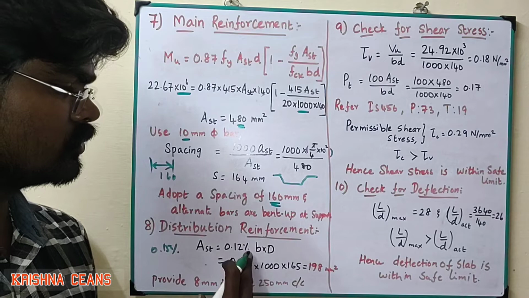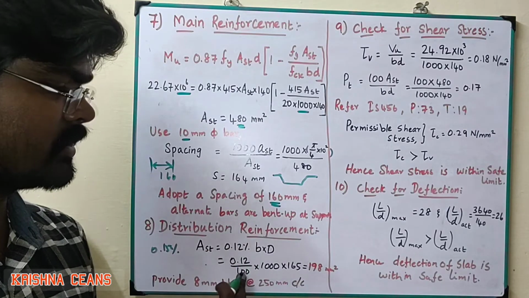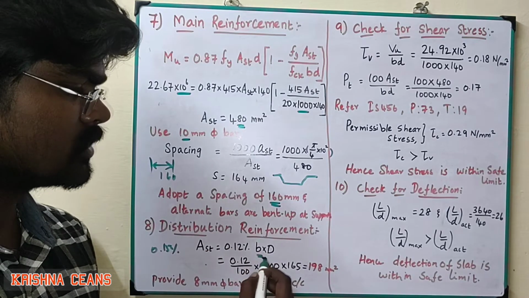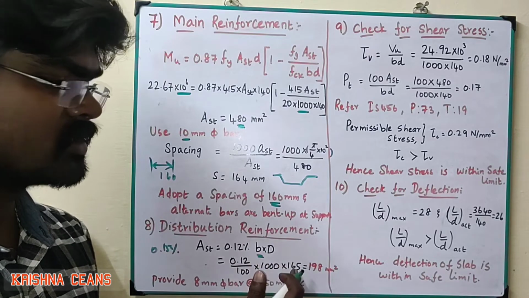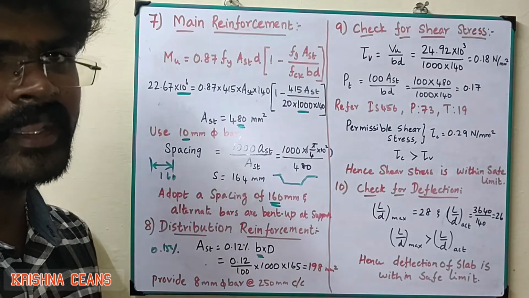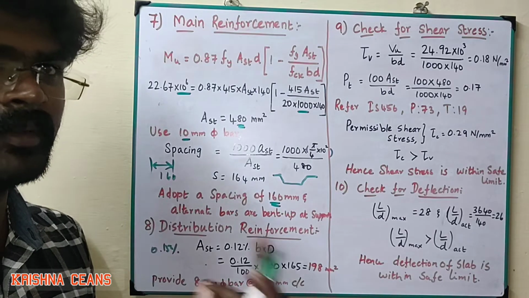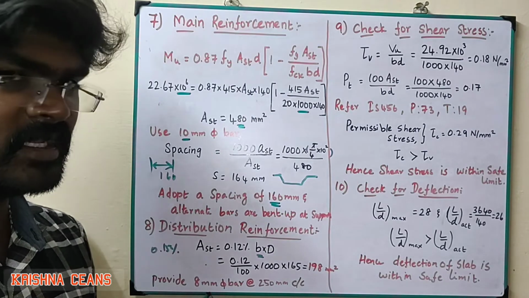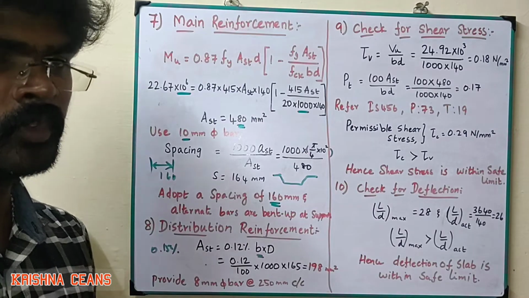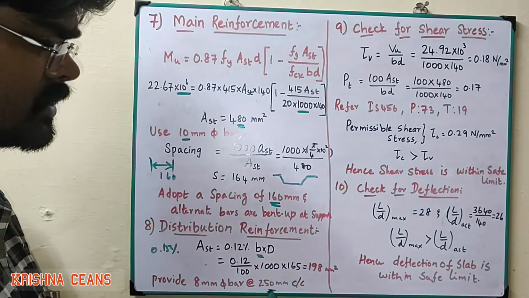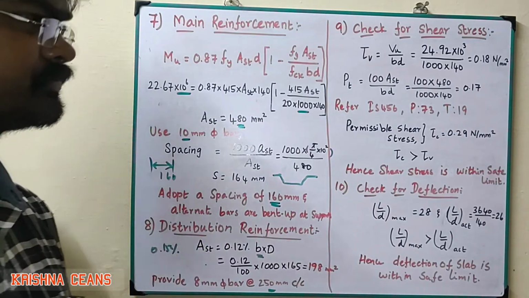So 0.12% of cross section. So 0.12, it is a percentage, divided by 100, into, we design for 1 meter, so 1000 into overall depth, which is 165. So we will get 198 mm². So this is the distribution reinforcement. We will provide minimum reinforcement, that is 8 mm dia bar, at 200 mm, 250 mm center to center distance.